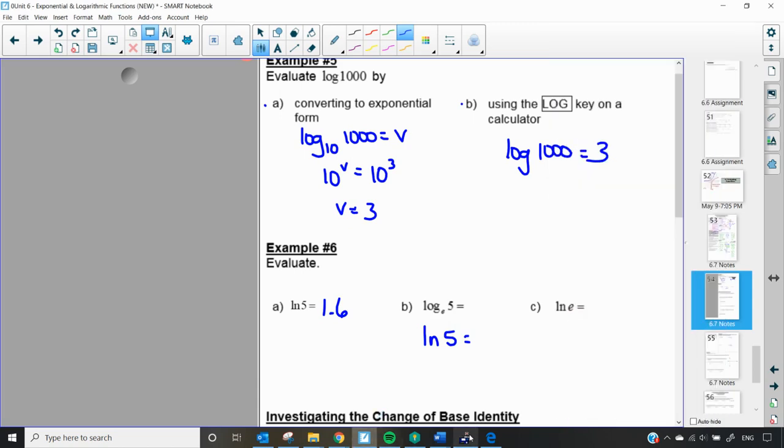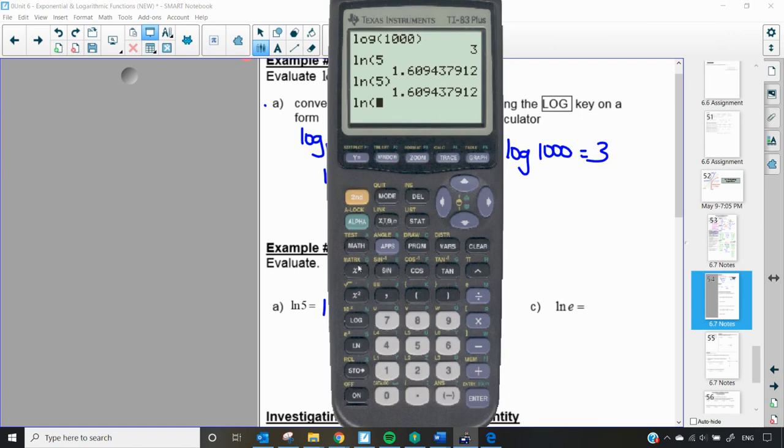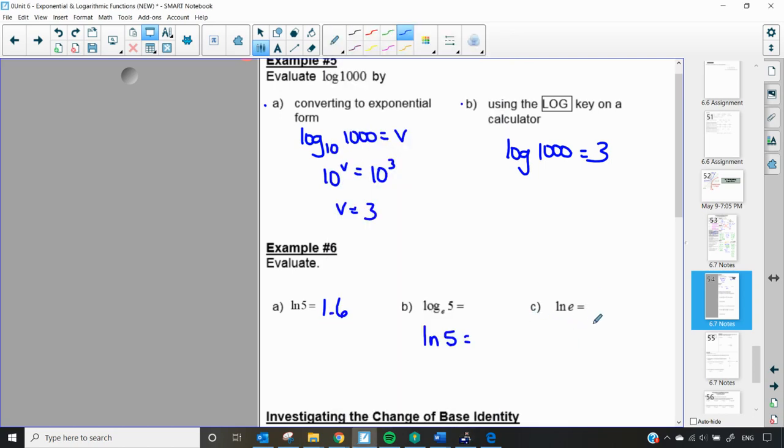And the last one here, we have ln of e. So if we want to put ln of e in our calculator, we can go ln of e, and we have to put that exponent 1 in there because this is treated like a function. So ln of e to the exponent 1 would give us 1. Now, this again is a property that you could remember. Remember that ln e is the same as log base e of e, and when our base and our argument are the same, we get 1.